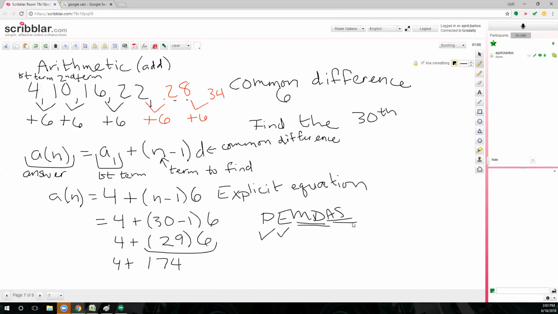And then addition, subtraction is grouped together again. If there's a whole bunch of addition and subtraction, just go left to right. In this case, we only have one set of addition. So that's 178 for our final answer. So the 30th term is 178. So that's all the questions you could ask about an arithmetic sequence. Again, that means an adding sequence.